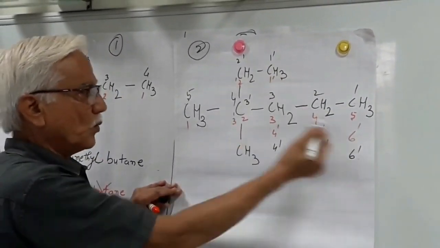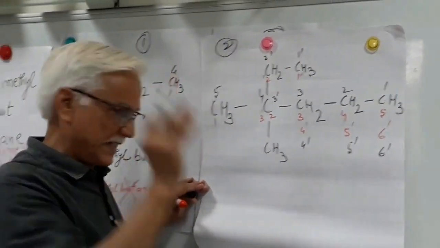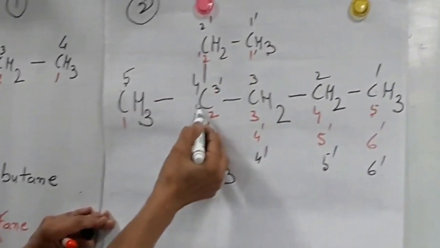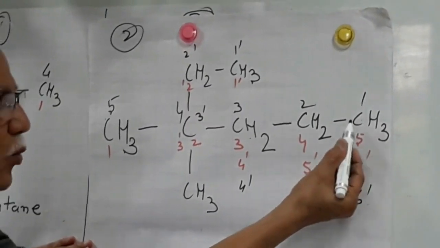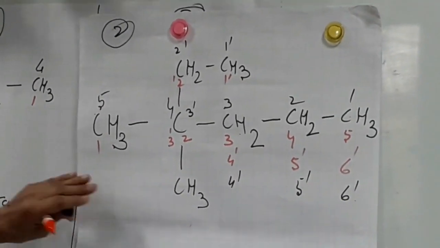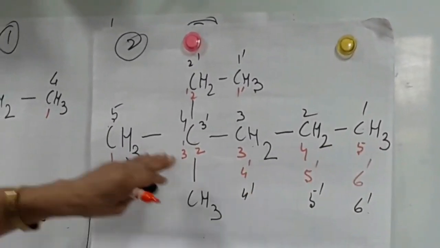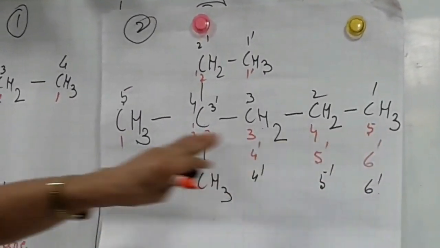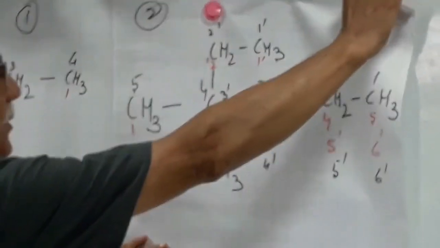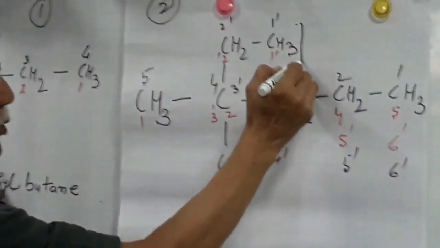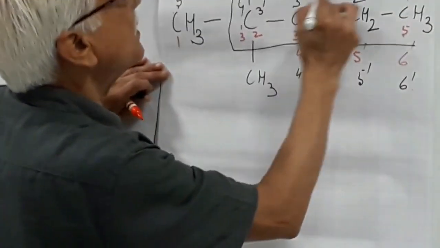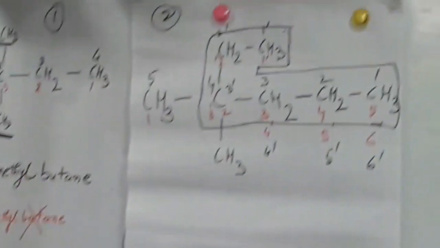So now, the first choice is rejected. 5 is rejected. The root chain cannot be 5, because the longest chain is 1, 2, 3, 4, 5 and 6. Am I right? Now, there are two possibilities. If I number from top to bottom, the longest chain is this. I'll mark it like this. This is the longest chain. Am I clear?